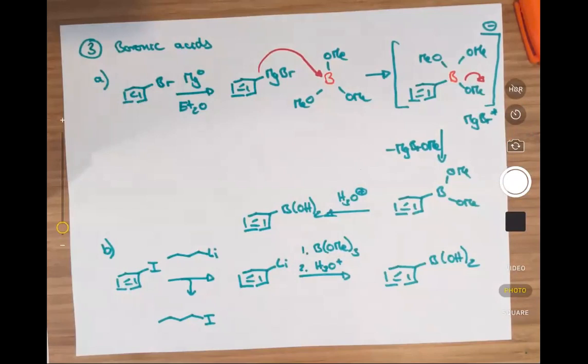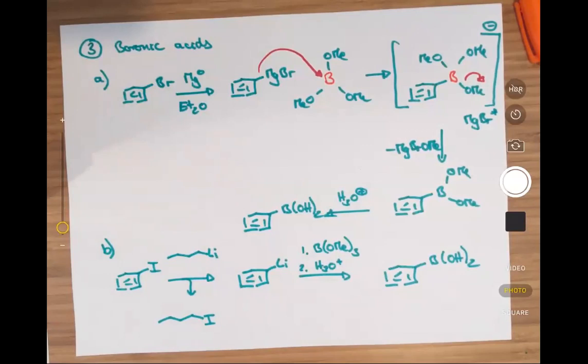So that's the easiest way to make these boronic acids, and you see that they come from substrates that are readily available, and you have many ways of how to generate these and how to turn your starting materials into precursors for boronic acids.